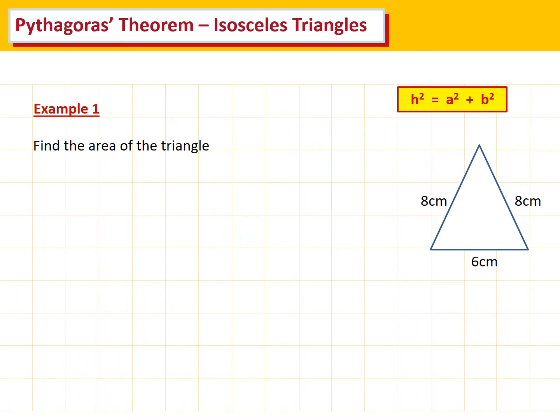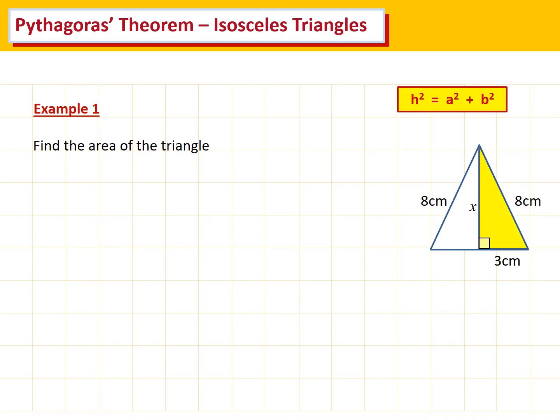In example 1 then, we have an isosceles triangle. And the property of an isosceles triangle that you must be aware of is if you drop a perpendicular from the vertex to the base, i.e. at 90 degrees, it splits the base exactly in half, and that's key.